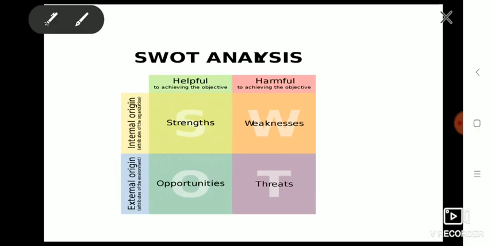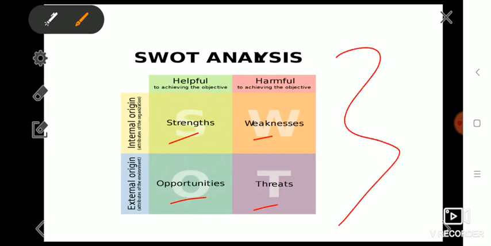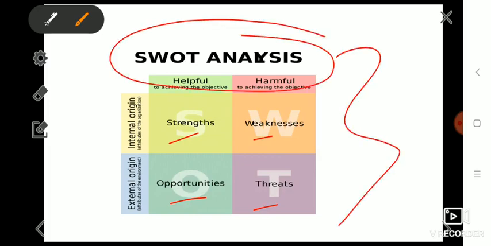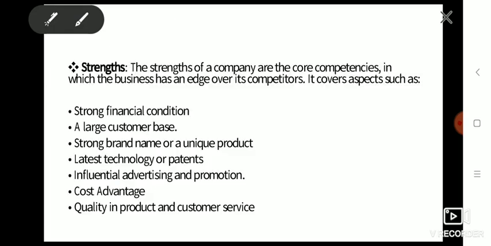So this is a picture of SWOT analysis. The S stands for strength, W stands for weaknesses, O stands for opportunities, and T stands for threats. All these together comprise SWOT analysis. Now let's understand each term.